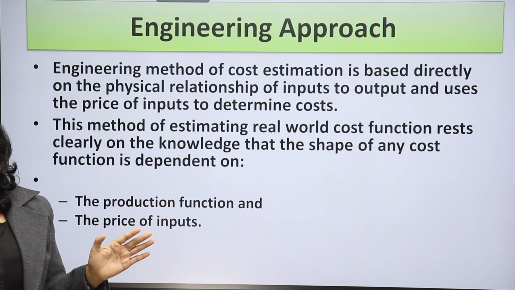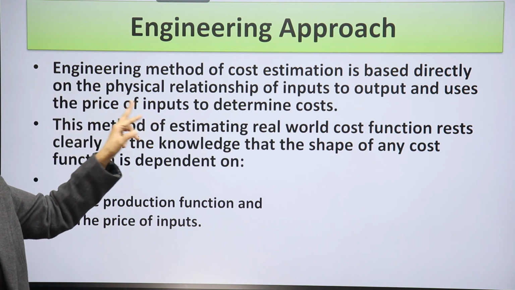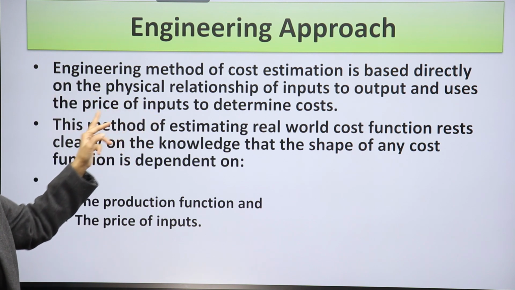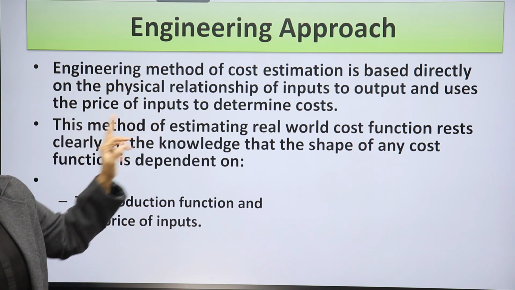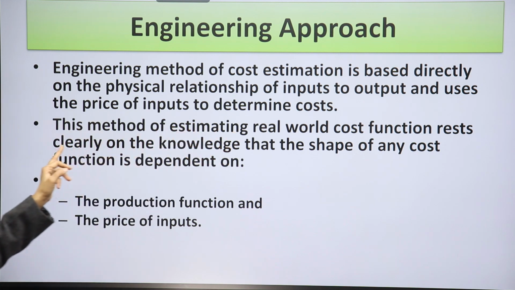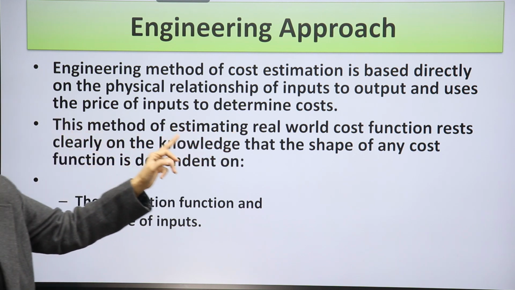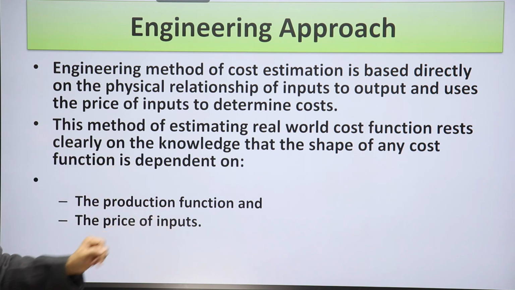So 100 rupees you are investing. This is a very simple method. So physical quantities have to be borne in mind, and then the price of commodities have to be considered while estimating this method. This method of estimating real world cost function rests clearly on the knowledge that the shape of any cost function is dependent on production function and price of inputs.